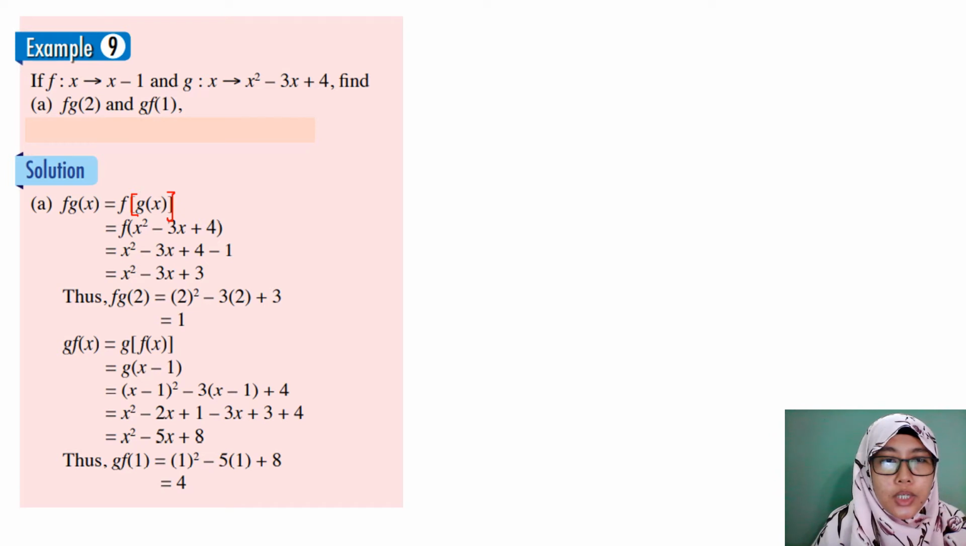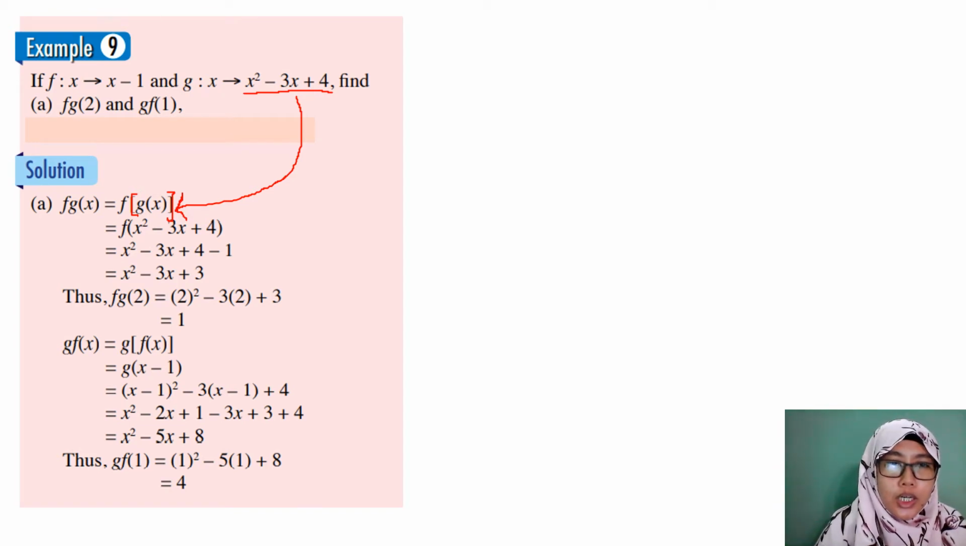If you look here, g(x) is x squared minus 3x plus 4, right? So you need to substitute in g(x). We need to substitute here. So if you look at this g(x), I substitute g(x) with x squared minus 3x plus 4. Okay, so the equation becomes f(x squared minus 3x plus 4).